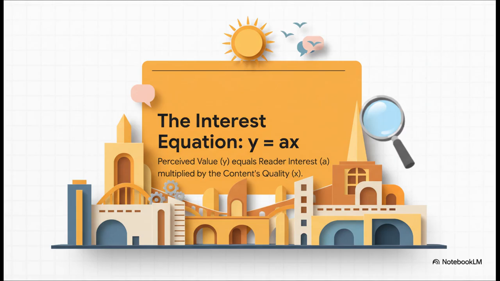There's actually a pretty brilliant little formula for this. Think of it as y equals a times x. Y is how valuable people think your content is. X is the actual quality of your content. But A is the reader's interest. And here's the kicker. If that interest level, A, is 0, well, it doesn't matter how amazing your work is. The perceived value is still going to be 0.